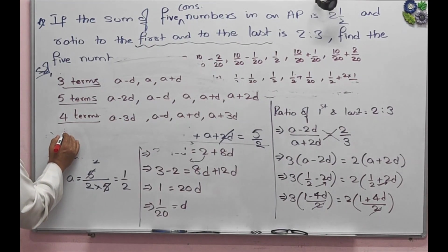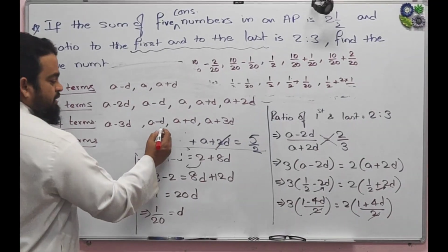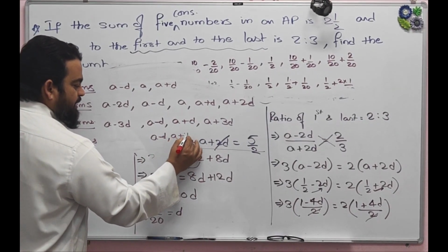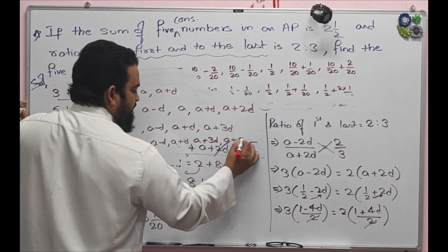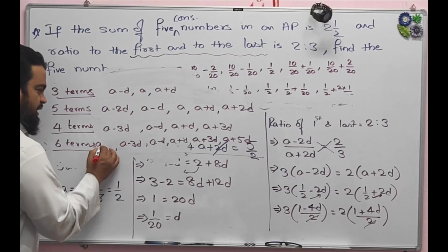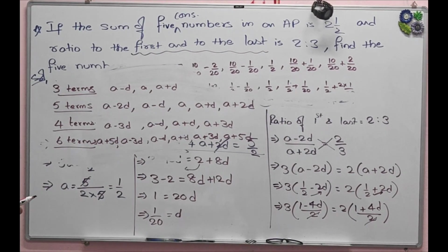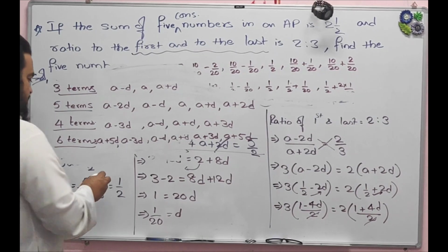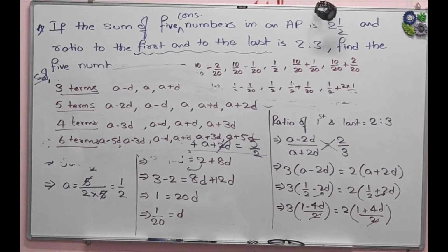And if it is 6 terms, let us say, they will not go to 6 terms, but in case, so what is in between? a minus d, a plus d, a plus 3d, and a plus 5d. In the same way, a minus 3d and a plus 5d. Got it? Everybody? And a minus 5d. Understood? So that's it.